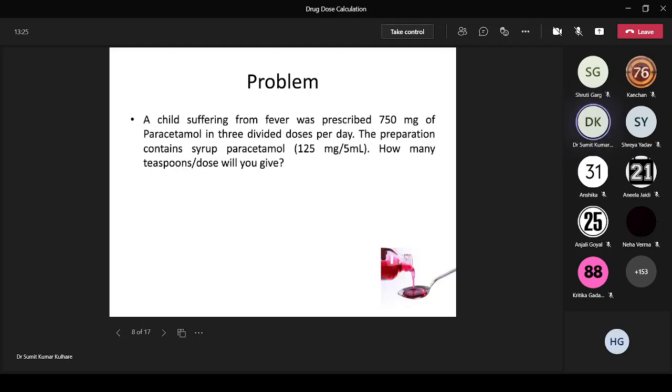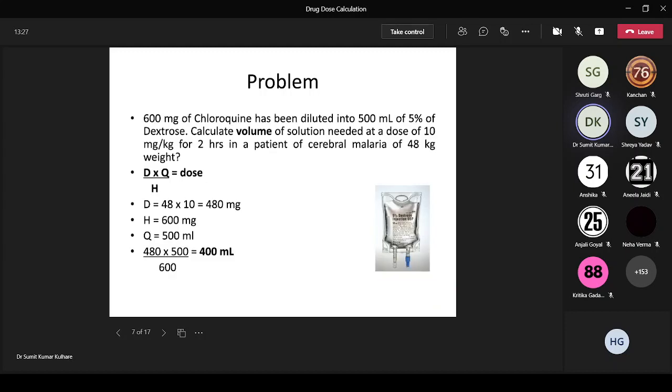Sir, can you repeat the line? Okay. Which part you didn't understand? Sir, 400 ml of 5% dextrose.